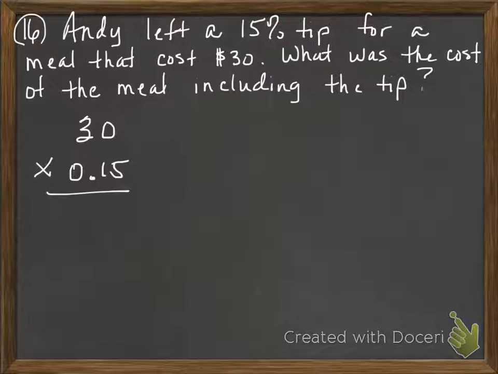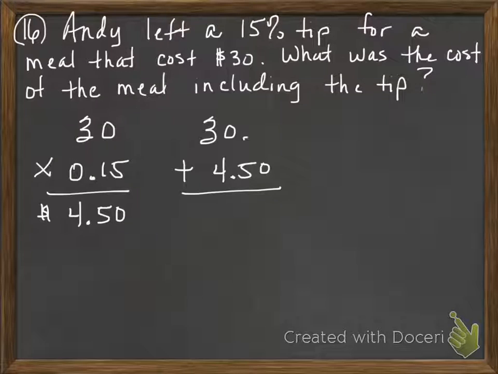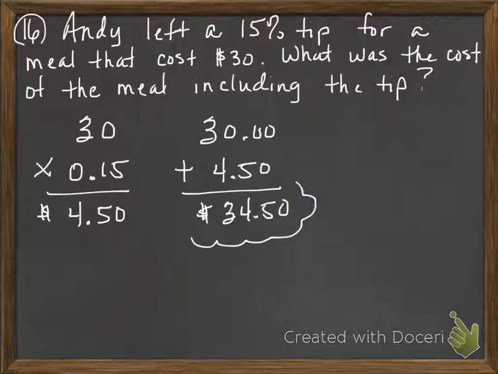So 30 times 0.15 is $4.50. And of course tips are something that we pay to our waiter or our waitress. So we would actually add the $4.50 to the $30. And so that would give us $34.50. That would be our meal and our tip.